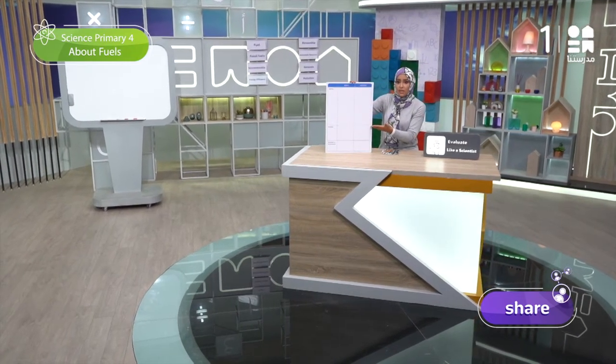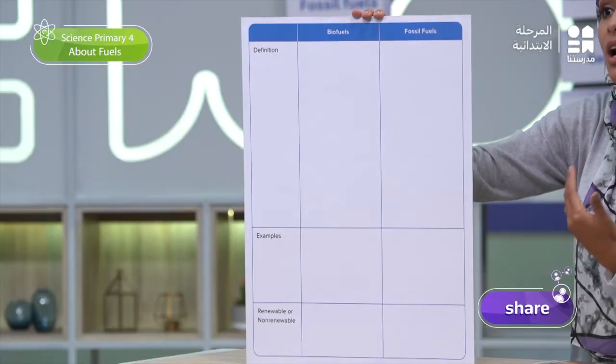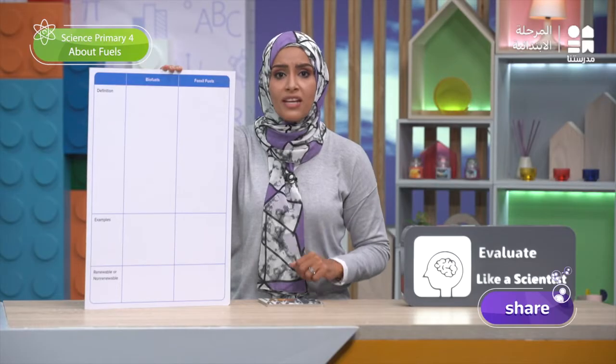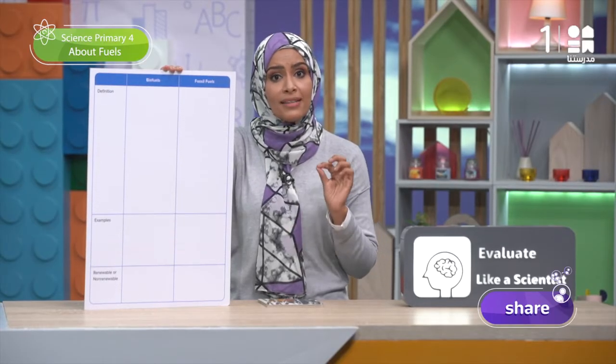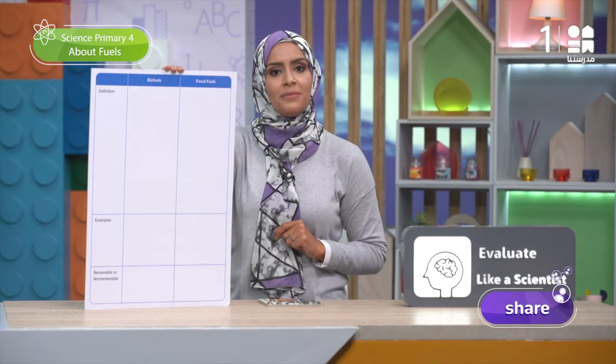This is the table you can use to make a comparison between fossil fuels and biofuels. You will have time now to write down your answers and your thoughts and any question you may have on page 55.